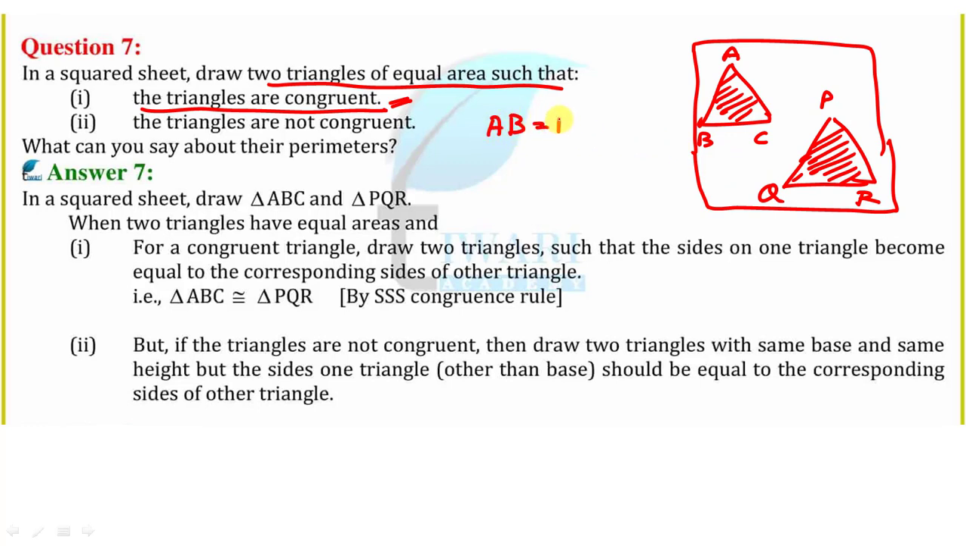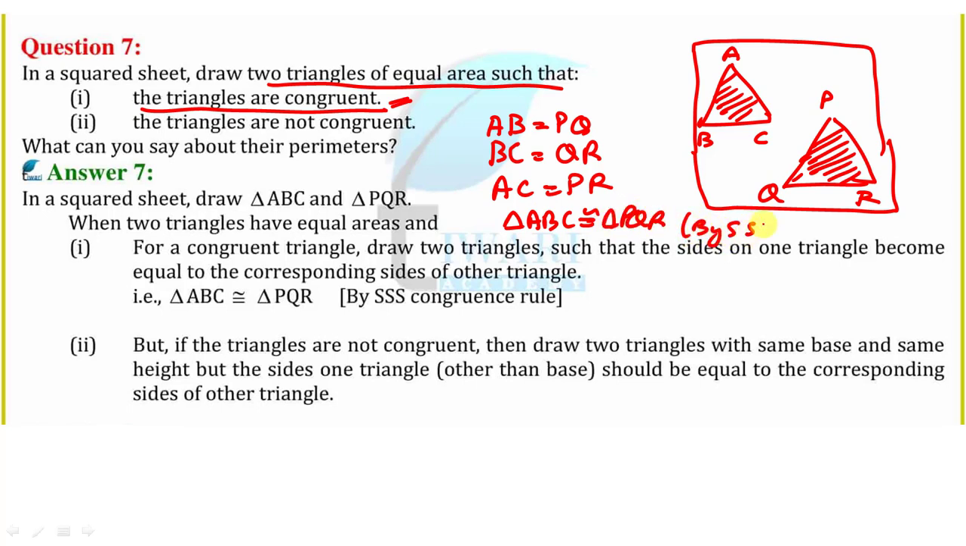The value of AB is equal to PQ, the value of BC is equal to QR, and the value of AC is equal to PR. It means triangle ABC is congruent to triangle PQR by SSS criteria. So this is your first part.